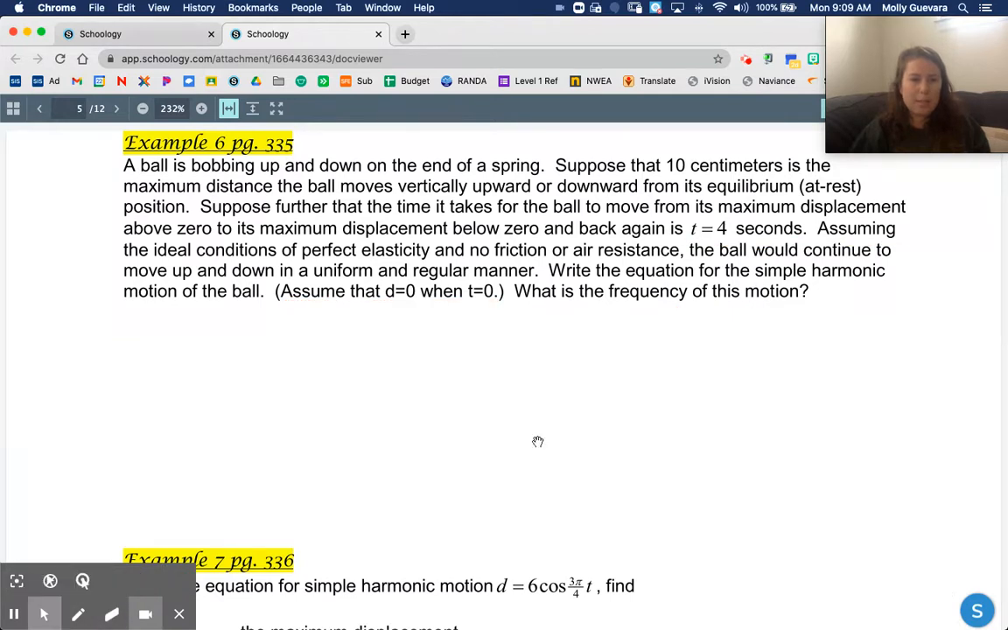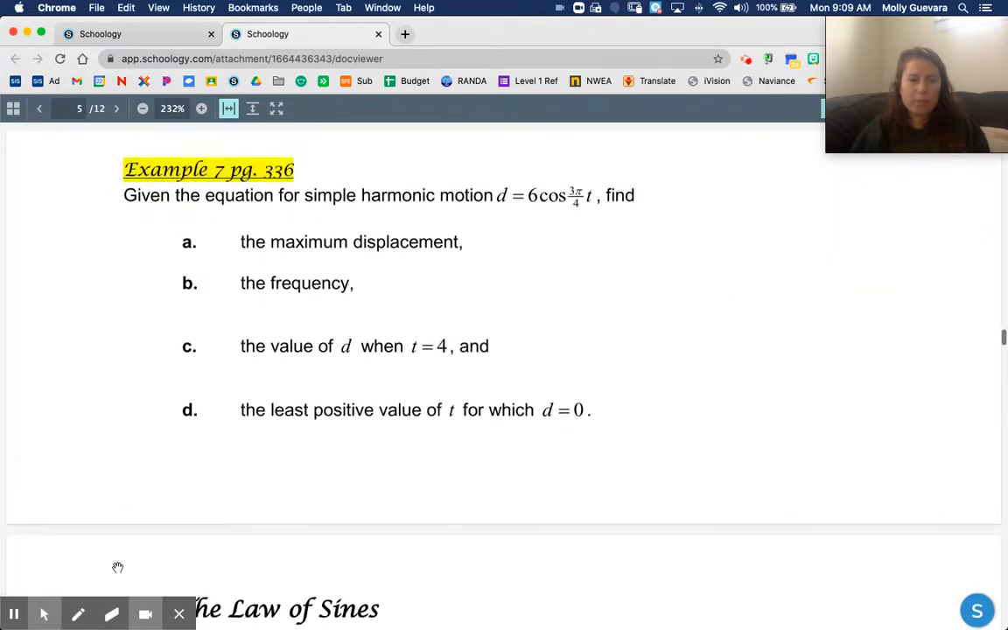Last example that we're going to do is kind of going the opposite, like I'm given the equation. So let's find all of the stuff. A says, given the equation for simple harmonic motion, d equals 6 cosine 3 pi over 4t, find the maximum displacement. Well, the maximum, that's just my amplitude, right? How far up does it go? How far down does it go? And so my amplitude here is 6. So A equals 6.